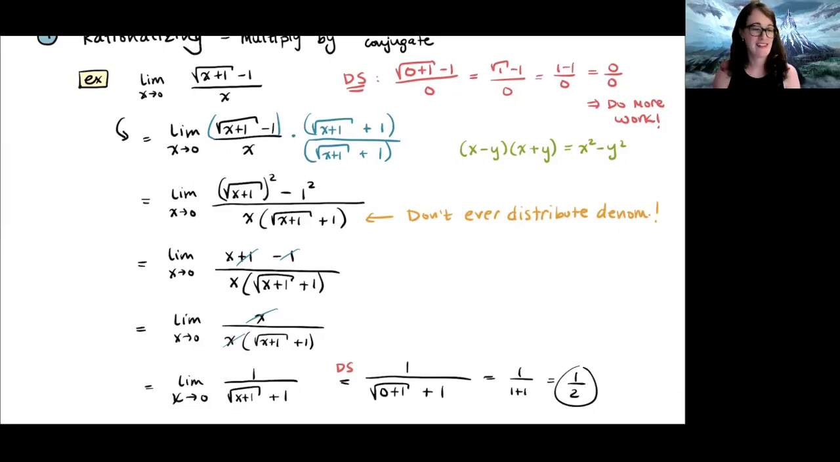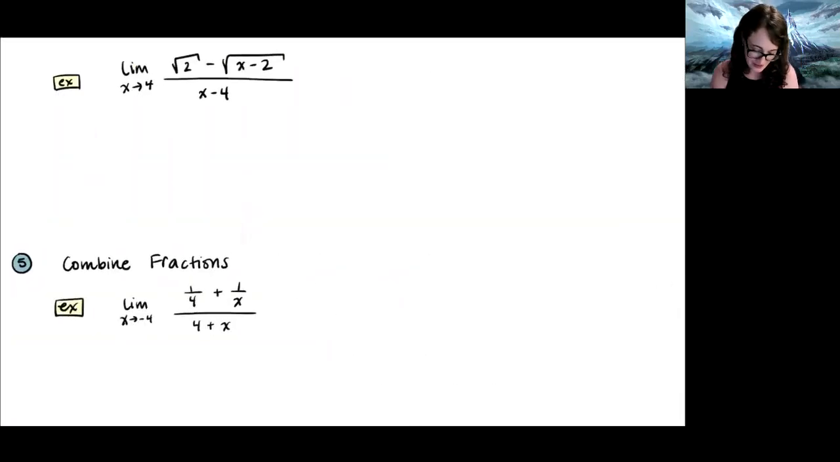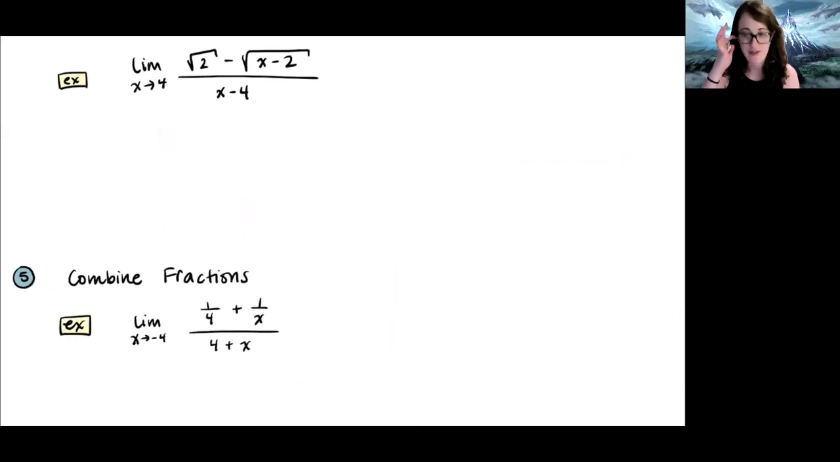Let's try one more of these. If you are comfortable with this, you can always skip ahead, but I think another example of this would be good. So let's look at the limit as x approaches 4 of the square root of 2 minus the square root of x, minus 2, all over x minus 4. So again, I would try direct substitution first.